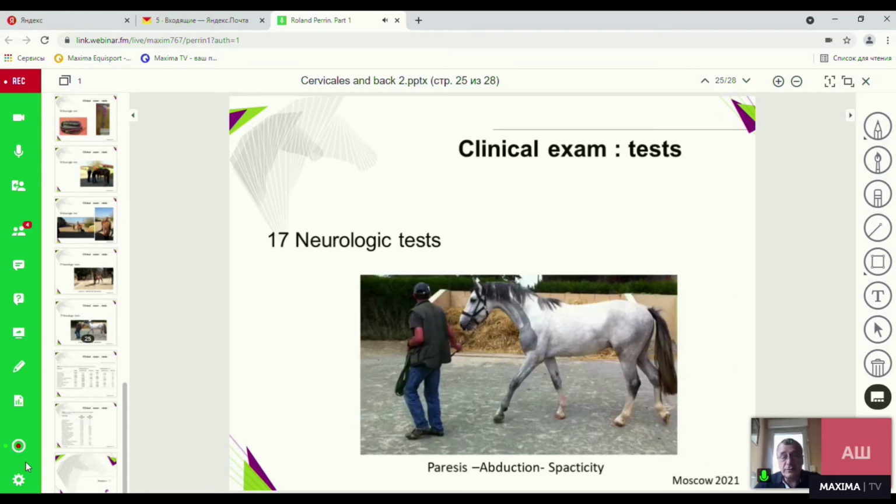And you have to remember that if you have, for example, a compression of the spinal cord between C6 and C7, sometimes you can see lameness on the front, but you can also see lameness behind, on the hind legs. So sometimes you see lameness behind, and the origin, the cause of the lameness, is in the cervical area between C6, C7, or C7 and T1. And sometimes we miss that.